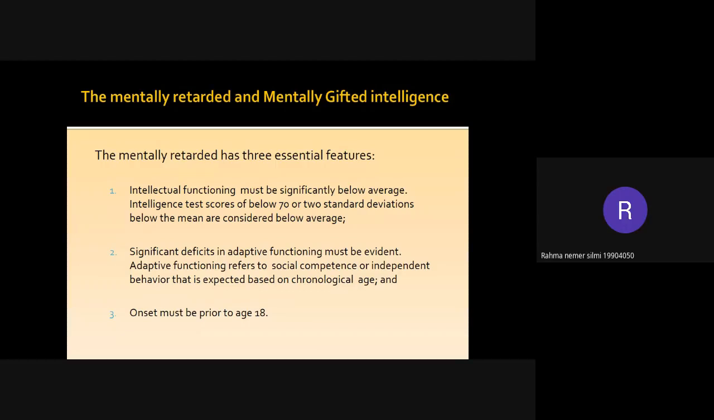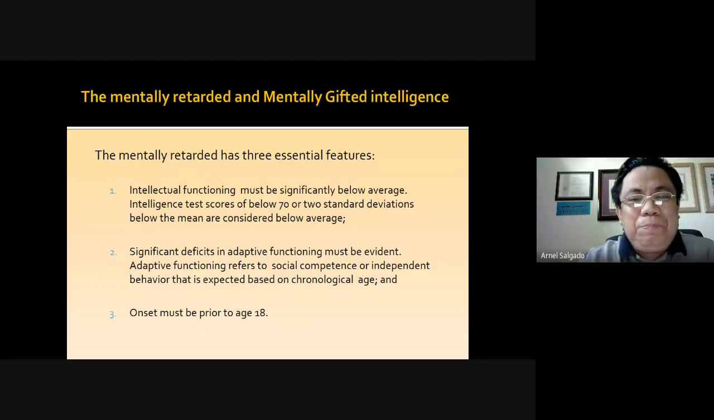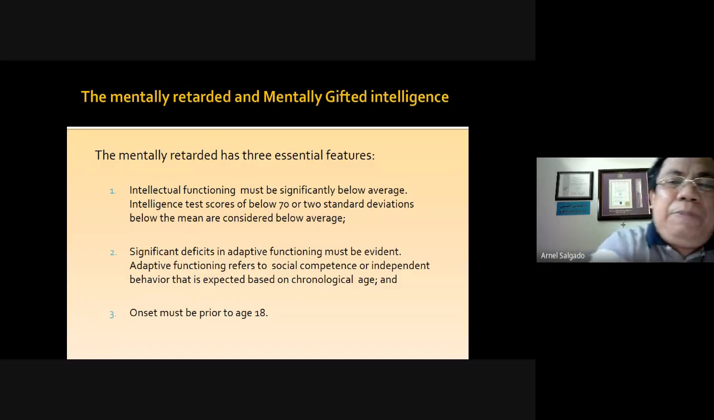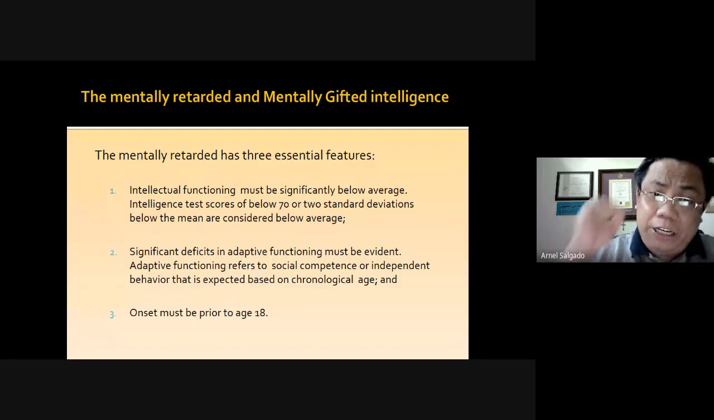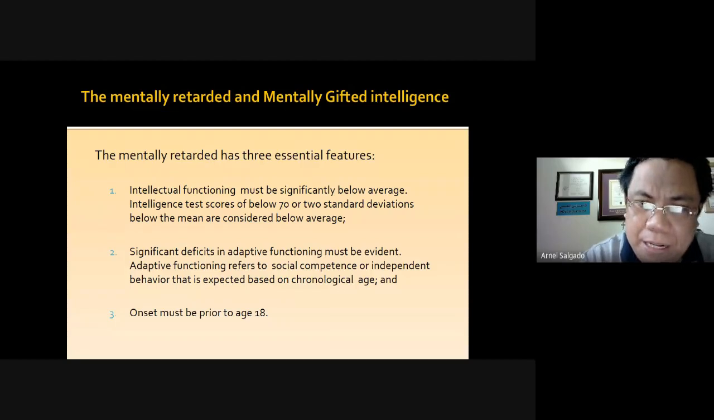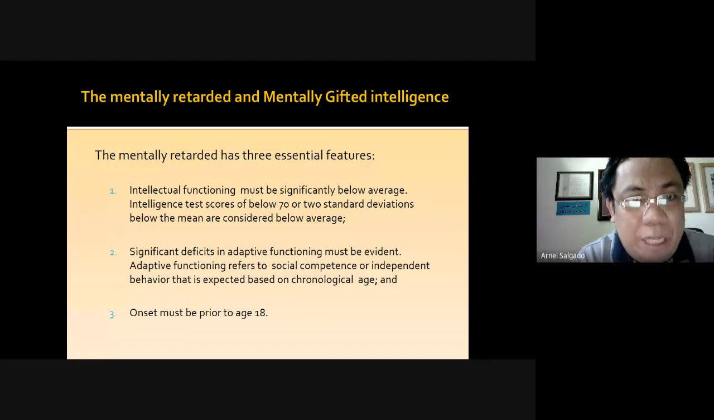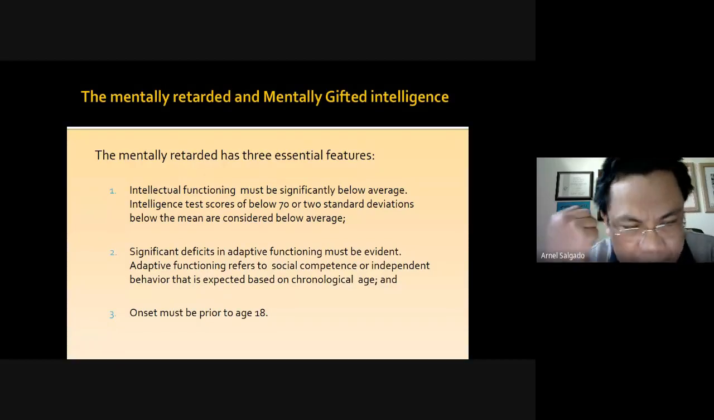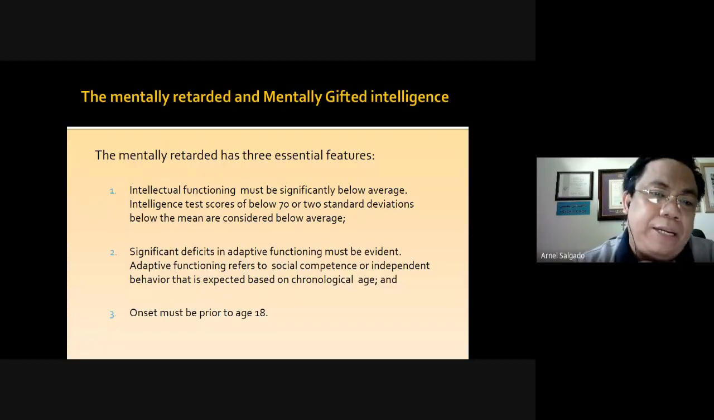Moving forward, significant deficits in adaptive functioning must be very evident. So this is very important. Adaptive functioning: you are 18, but you are not acting like 18, and you cannot solve the problems associated with an 18-year-old, then there must be a problem. There is a problem with how you adapt to your environment. Then there will be mental retardation.